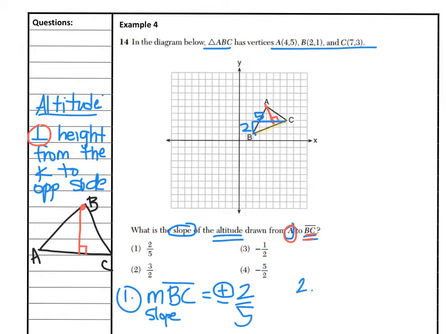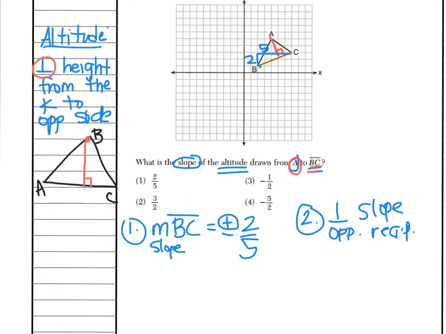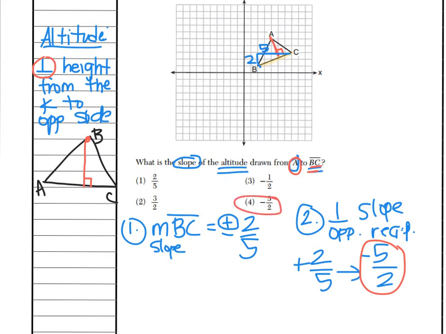And then step 2, if we want the perpendicular slope for the altitude, so the altitude again needs to be opposite reciprocals. We would take that 2 over 5, flip, and negate it. So we would take the 2/5, flip it around, make it 5 over 2, and change it from positive to negative. So our perpendicular altitude, that would be drawn in red there, would have a negative 5 over 2 slope.